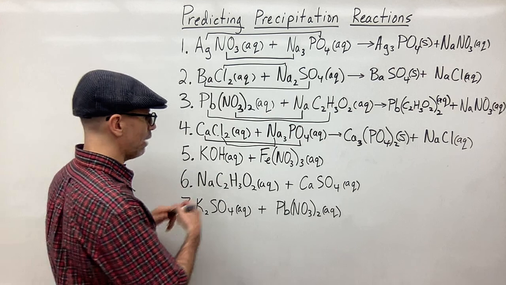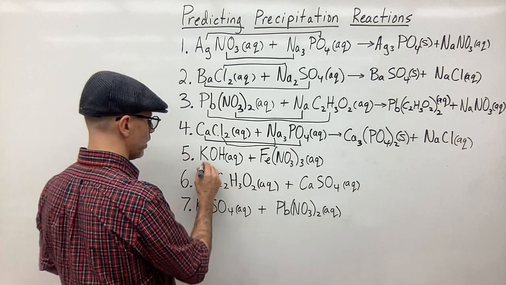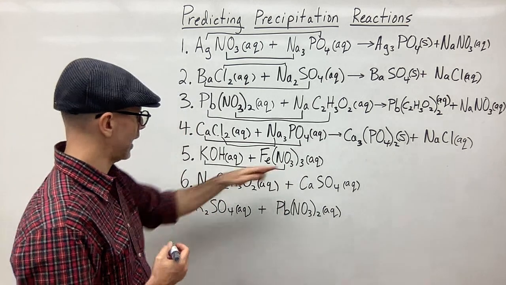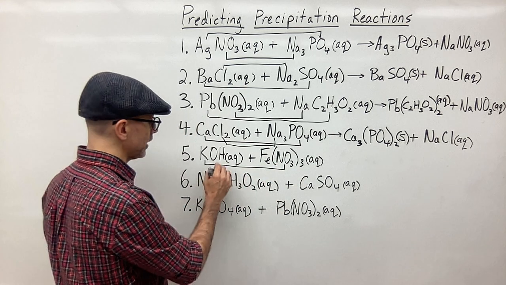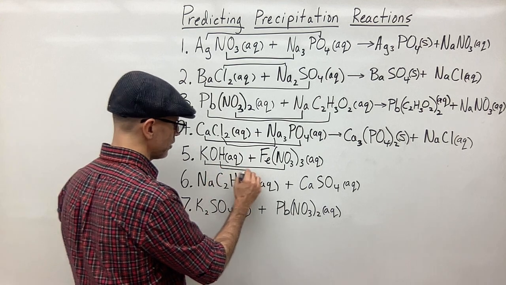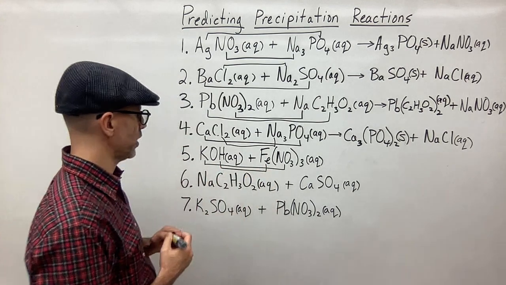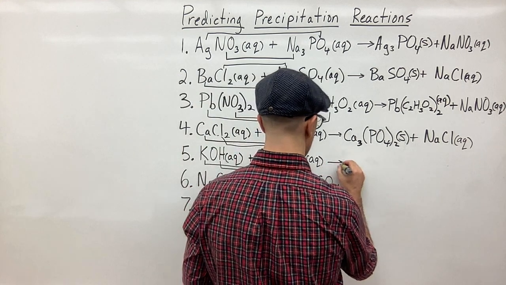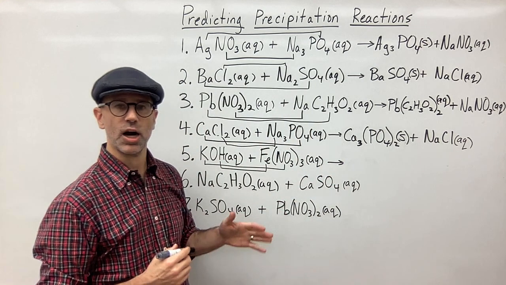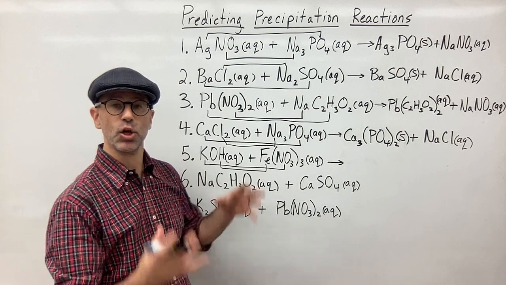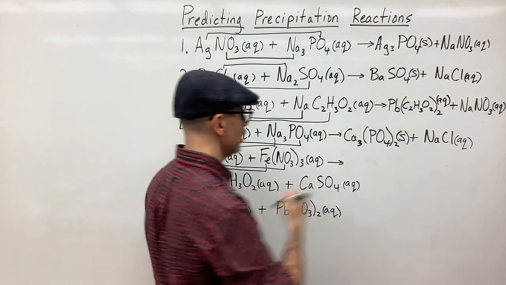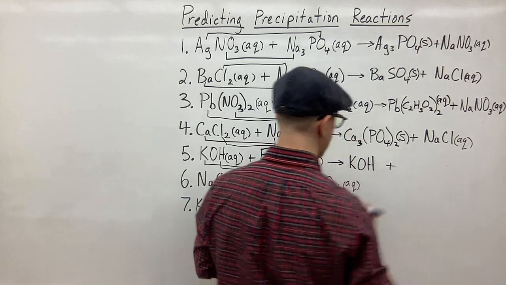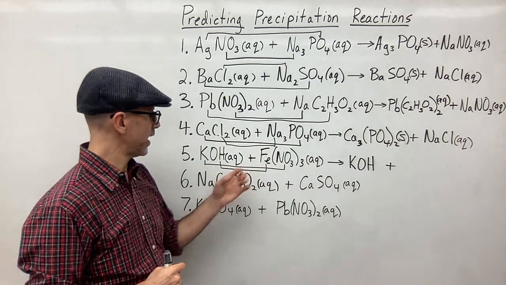Okay, what about number 5? We're going to put the outside ions together. So here we're going to put the potassium with the nitrate. And then we're going to put the inside ions together, the hydroxide with the iron 3 ion. So we'll do the potassium and the nitrate first. Potassium has a +1 charge, nitrate has a -1 charge, so we just need one each to balance the charge. So the formula would be KNO3.